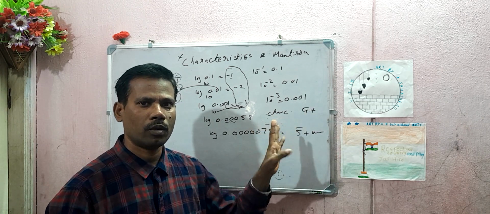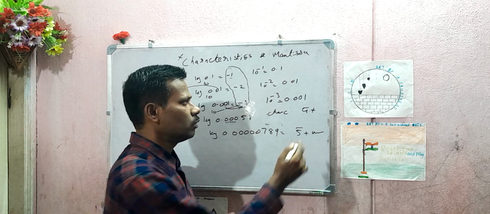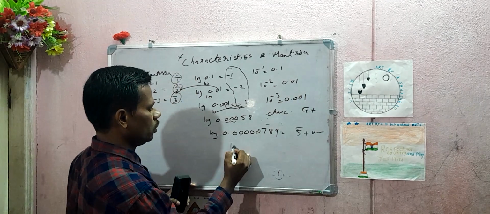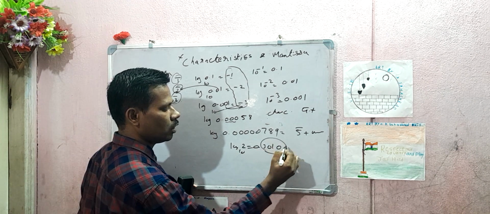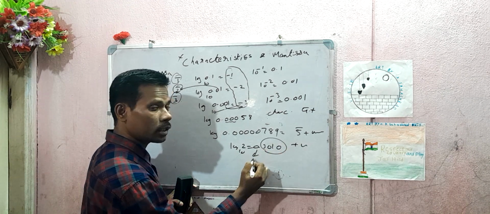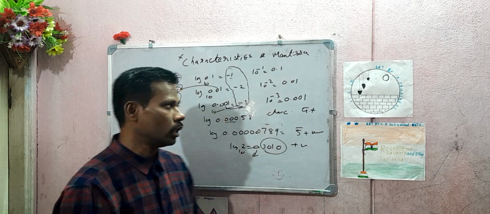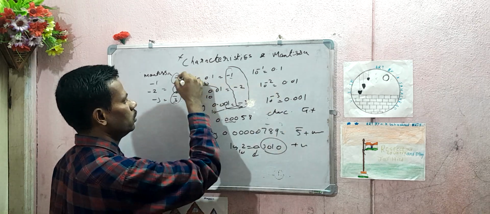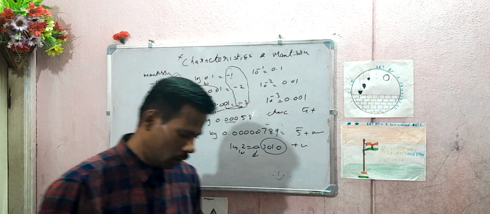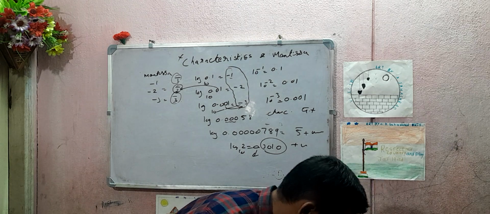Mantissa is always positive. Remember, Mantissa will never be negative. Means this part, log 2 to the base 10 is equal to 0.3010, is always positive. Whereas characteristics can be negative or positive. Negative means like this, minus 5 bar like this. So let us do some problems again.